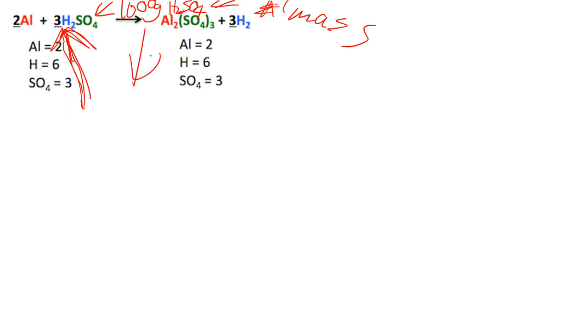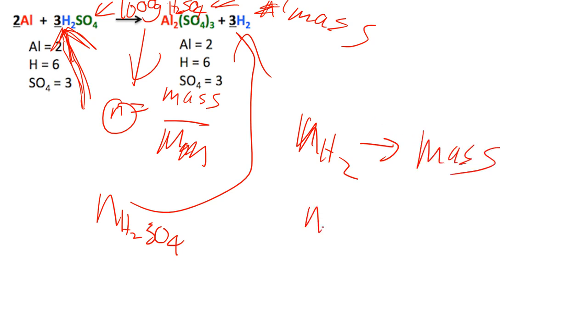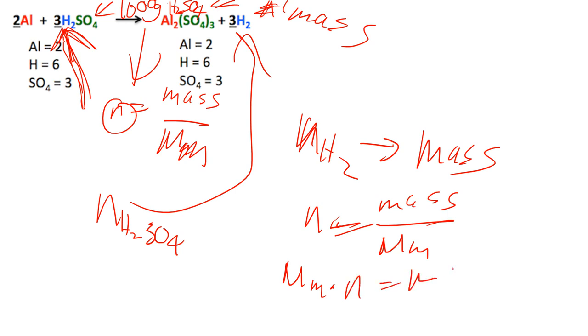So you would take this and divide it by the molar mass, using the equation mass over molar mass, and remember N means moles. You get the moles, and from there you use these moles to figure out how many moles of H2. From that you can use the moles of H2 and multiply that by the molar mass to get the mass, once again using the equation mass over molar mass. Then just multiply molar mass times N equals mass. Okay, so that's an introduction to stoichiometry.